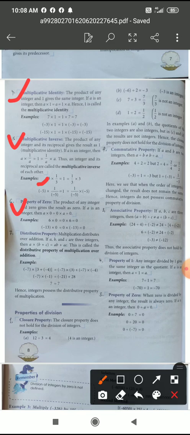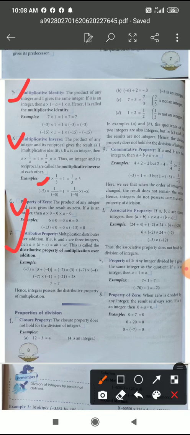Then property of 0. Children, we know the product of any integer with 0 gives the result 0. 0 multiply 6 equal to 0 and 6 multiply 0 equal to 0.